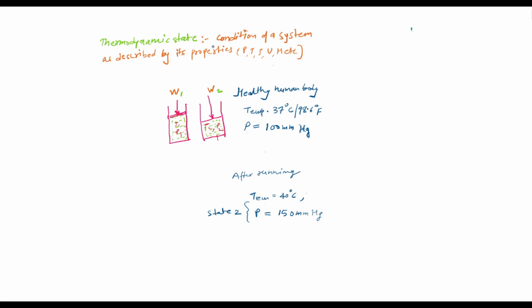Thermodynamic state, right? State in thermodynamics is defined as the condition of a system as described by its properties. For a simple example, here we have a piston cylinder arrangement. Inside it there is some gas, so definitely it has some temperature, T1, and pressure inside, P1.